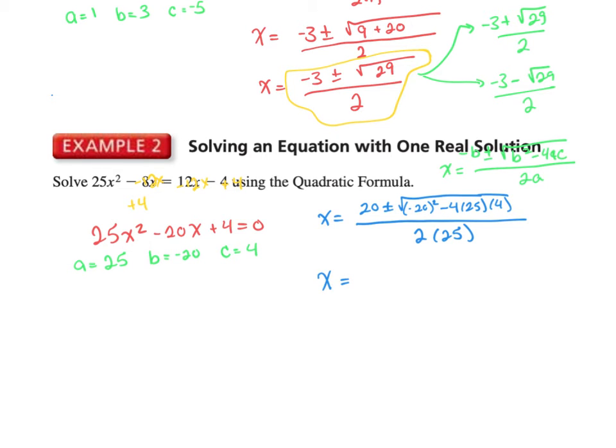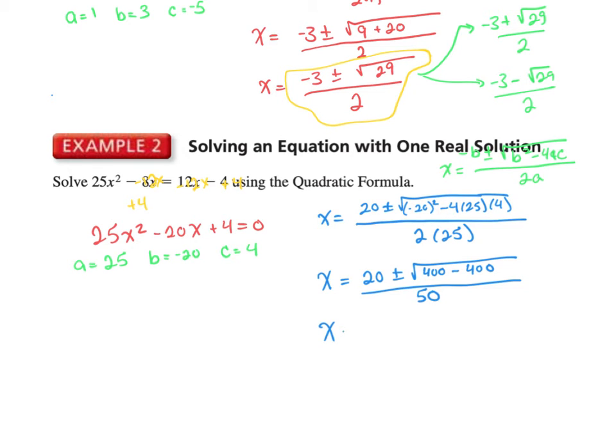All right, so let's start simplifying. 20 plus or minus the square root of negative 20 squared, which is 400, minus 4 times 25 is 100, 100 times 4 is 400, divided by 2 times 25, that is 100. No, it's not, it's 50. Sorry about that.